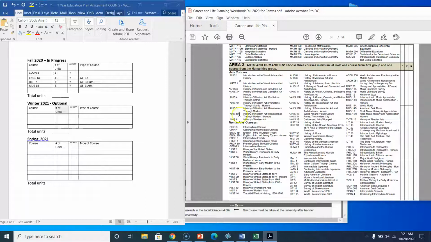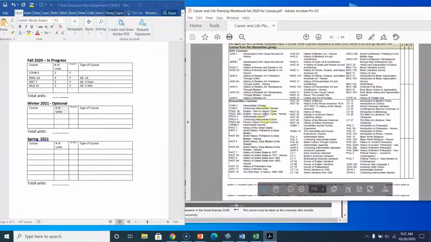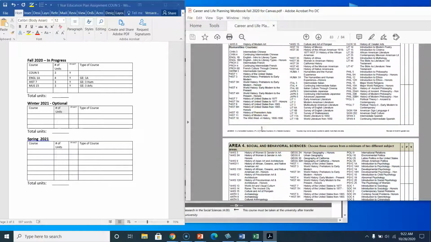All right, so I still need one more course out of either of these areas, because it says 3 units from one course from arts, one course from the humanities, and then one course from either one. I said 3 units, 3 courses minimum. All right, let's move along.